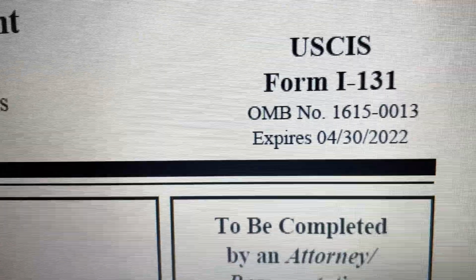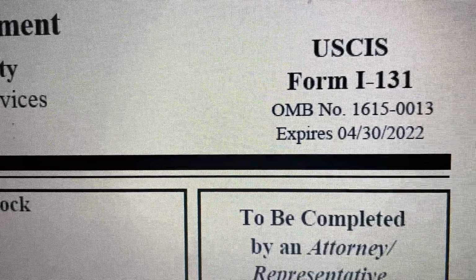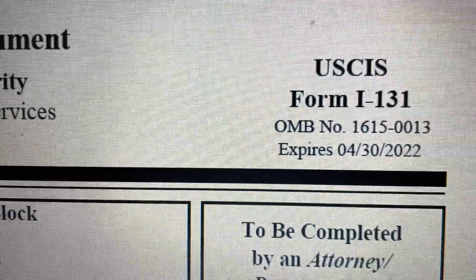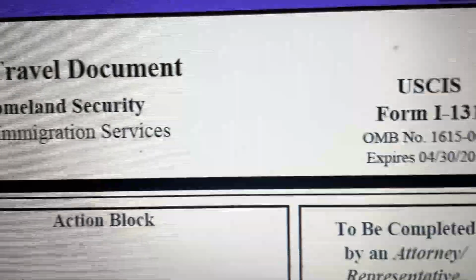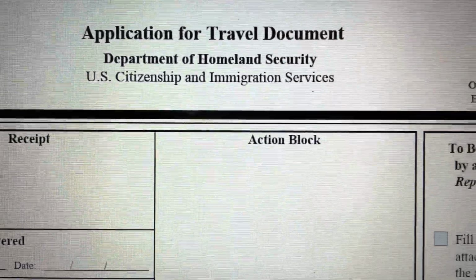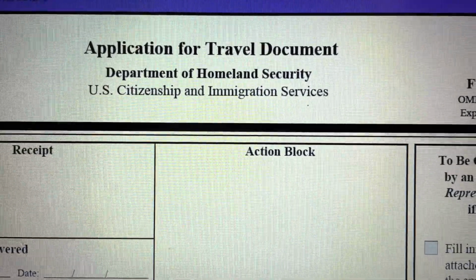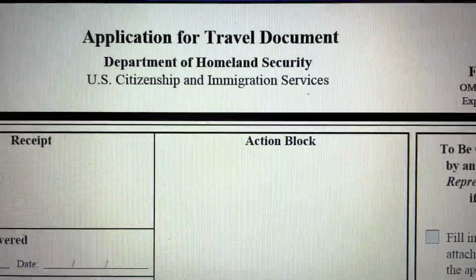I-131, and the expiration of this form is April 30th, 2020. Okay, this will expire next year. So what is I-131? I-131 is the application to travel, okay, or application for travel document.